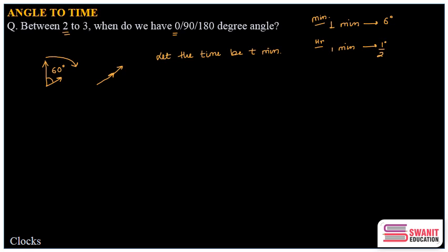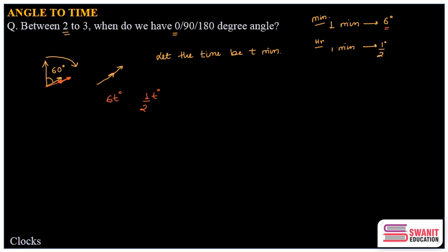Now let's look at the diagram once again. Let's assume after t minutes the hour hand moves till this position because we are talking about somewhere between 2 to 3, and in t minutes the minute hand will come to a place where they both coincide. This means in t minutes the minute hand will travel a total of 6t degrees because in 1 minute it travels 6 degrees, whereas the hour hand will travel half a degree for t minutes, and therefore the total angle traveled by the hour hand will be t by 2 degrees.